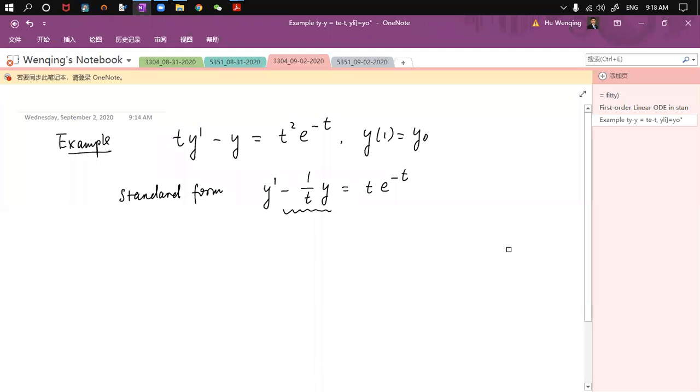You're not able to do that. So then what that means is that you have to find a way to get rid of this -1/t multiplied by y term, right? So get rid of this term. How are you going to get rid of this term?